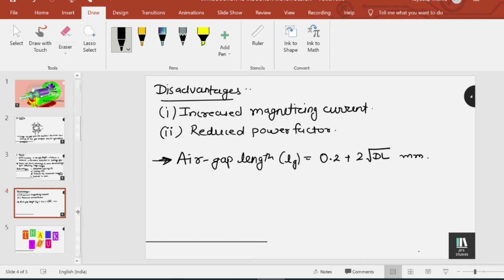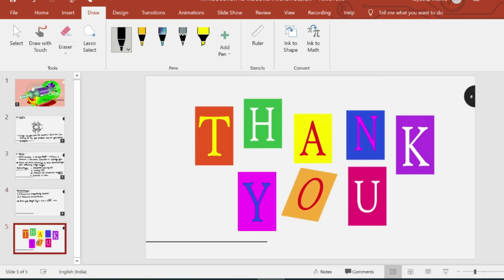So here we have learned all the parameters. Now here I can wind up this lecture. Thank you for being here. In the next lecture we will learn how to design the squirrel cage rotor, and next how to design the slip ring rotor.